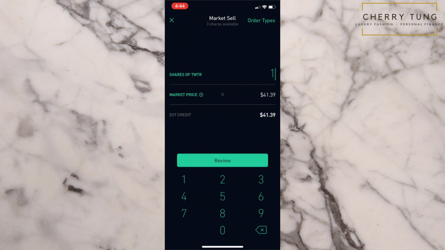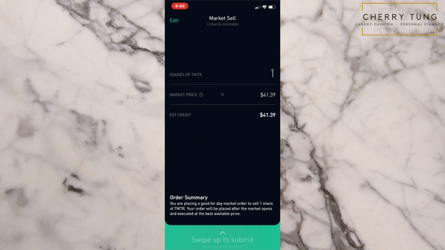And then this will be the market price. This will be the amount of money that I will gain from this sale. And I can review and swipe up to submit. So this is how you use Robinhood to sell stock. It is very, very easy.